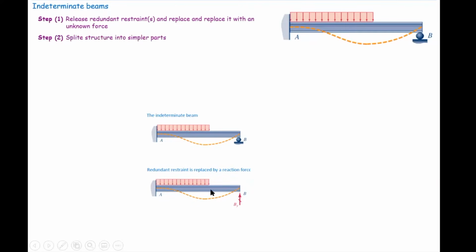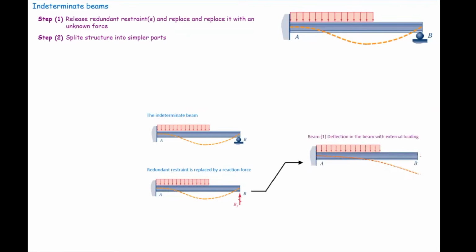Then we are going to split this structure into simpler cases. In this case, there is 1 external loading, the distributed load, and 1 reaction force. So I'm going to split this structure into 2 components. Each is subjected to its own force. The first one is the beam subjected to the external distributed load, and the second one would be the same beam, but now this is subjected to the reaction force.